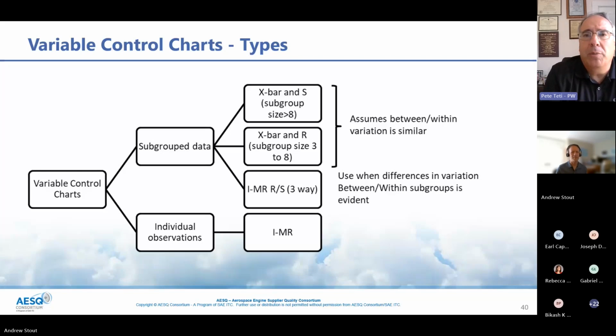We might be measuring in multiple locations. That's where a 3-way type of control chart can be used, and we'll be having a webinar around that type of chart coming up down the road. Individual moving range, 3-way. So again, you might have a heat exchanger and you're measuring its height in 5 locations, trying to determine the uniformity across the surface. That's a perfect application of an IMR R/S.